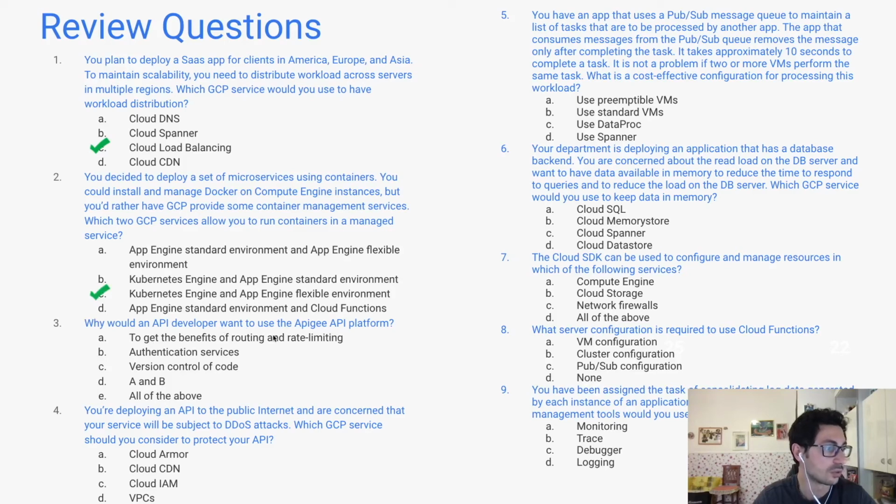Why would an API developer want to use the API platform? To get benefits of routing and rate limiting? Yes. Authentication services? Also. Version control of code? No. So A and B. You are deploying an API to the public internet and are concerned that your service will be subject to distributed denial of service attacks. Which GCP service should you consider to protect your API? Cloud Armor. All the other ones aren't related.